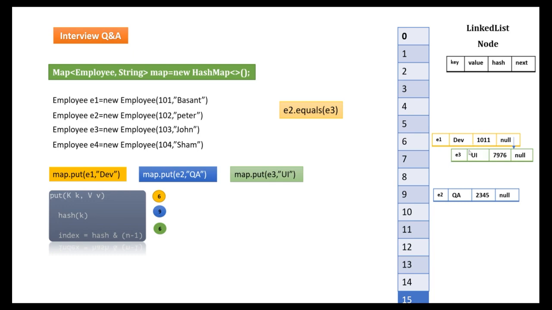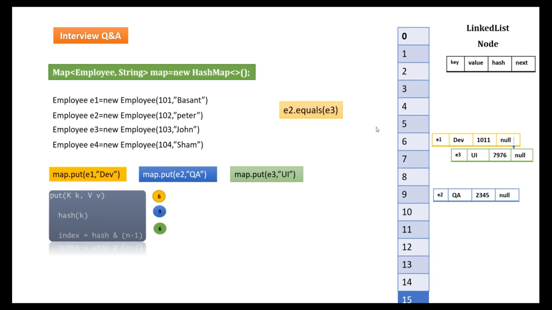To avoid that hashing collision, the map internally uses the double equal operator to check the reference, whether both are the same reference or different references. If it finds the same reference, it will just replace. If it finds a different reference, then it will immediately go and check the content. So the content between E1 and E3: E1 equals E3. If it is true, then again it will replace. If it finds a difference, then it will just add it as the next node to the right of the first node.